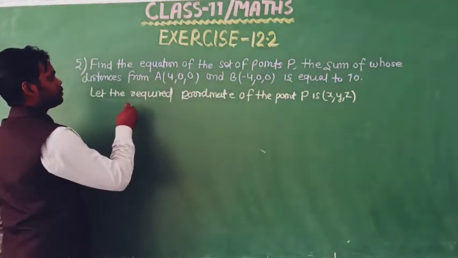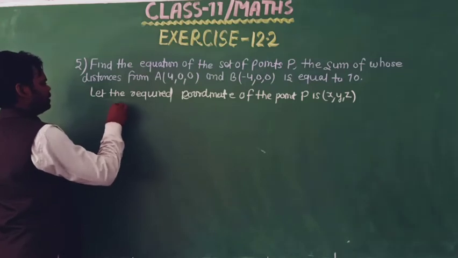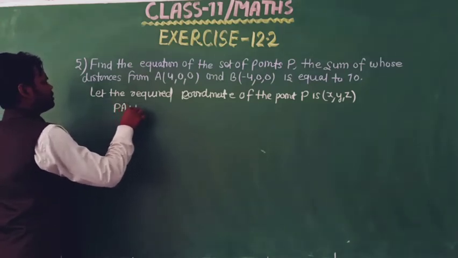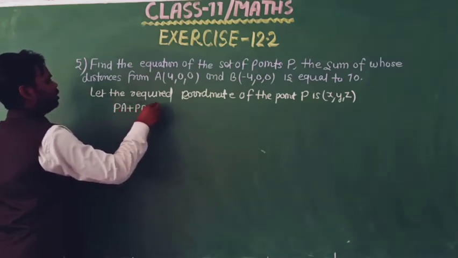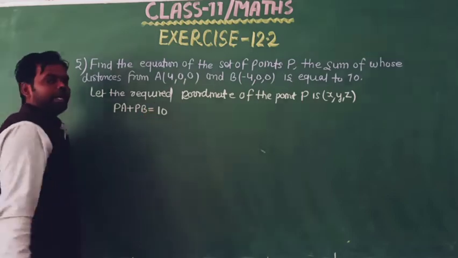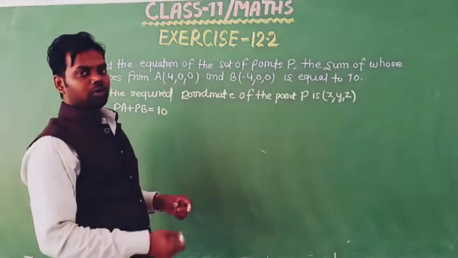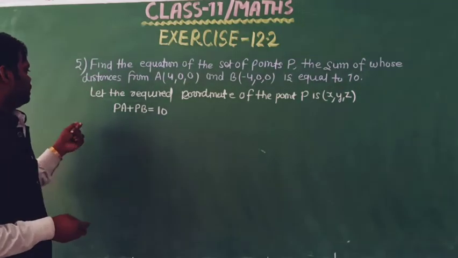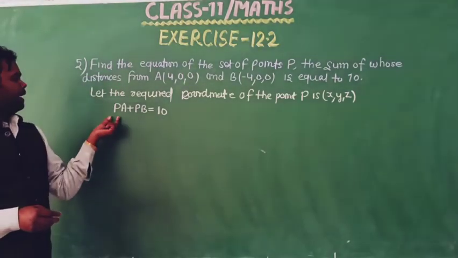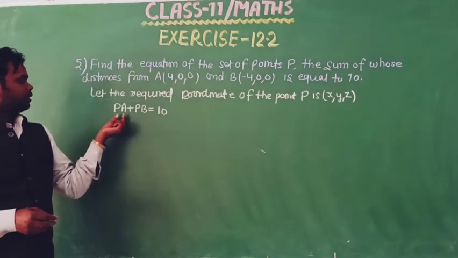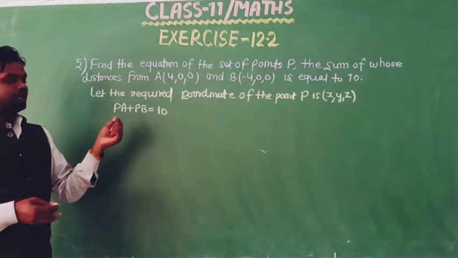So this means PA plus PB is equal to 10. Okay, PA plus PB equal to 10. So now finding the distance PA plus PB.